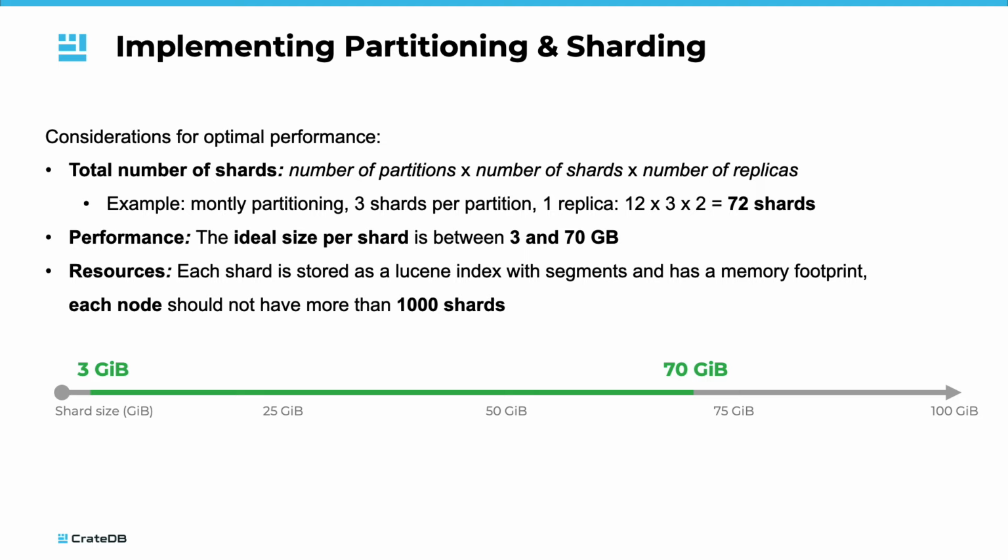Also, each shard in CrateDB is stored as an individual Lucene index that consists of multiple segments and has a memory footprint. To prevent excessive resource consumption, it's recommended that each node in your cluster should not host more than 1,000 shards. This helps to maintain the stability and responsiveness of the cluster.